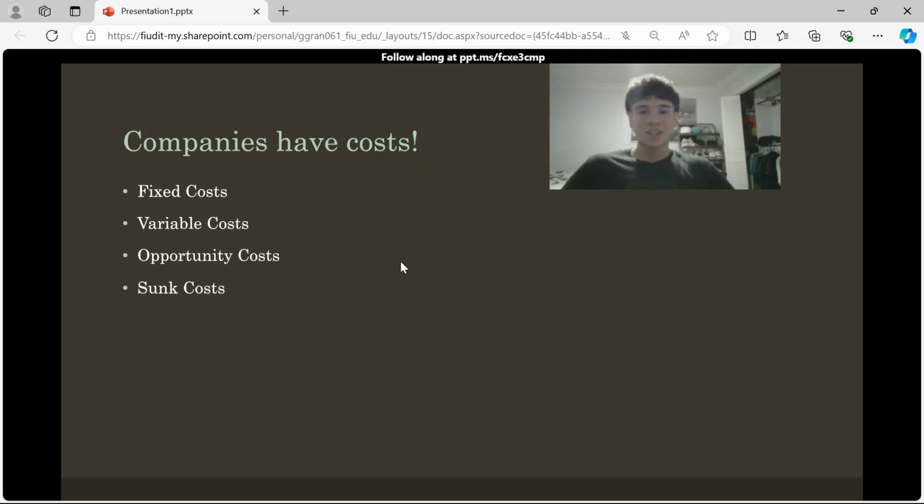So now that we have gone over a little baseline, companies have costs, which is my first slide. Here I have just a couple examples of some of the costs that companies do have. We have fixed costs, variable costs, opportunity costs, and sunk costs. I'm going to go a little into depth for each different type of cost.